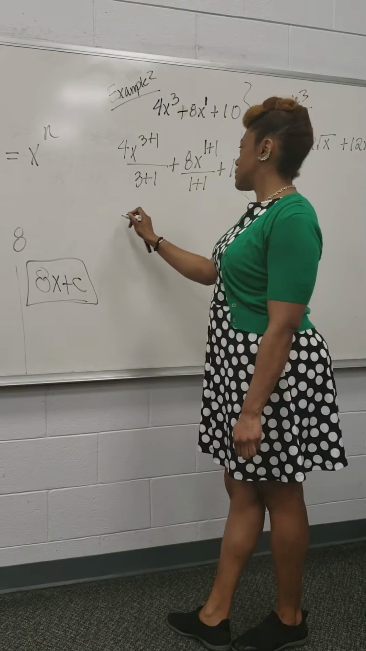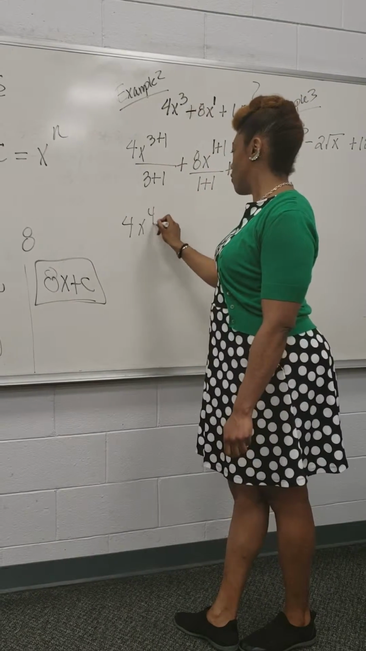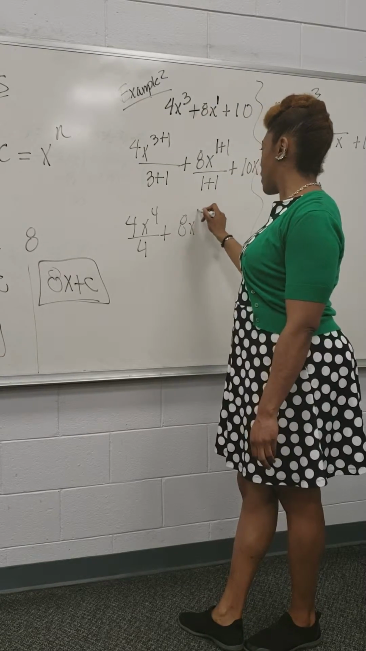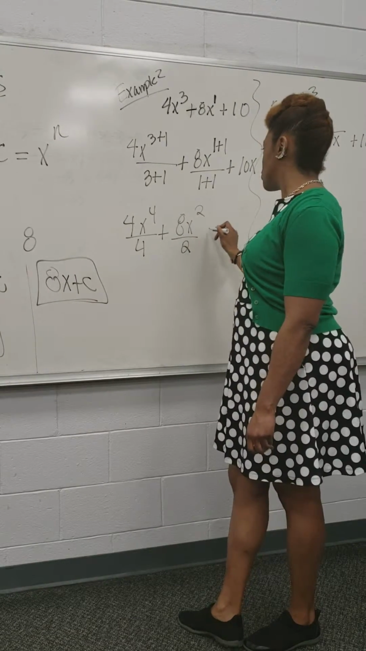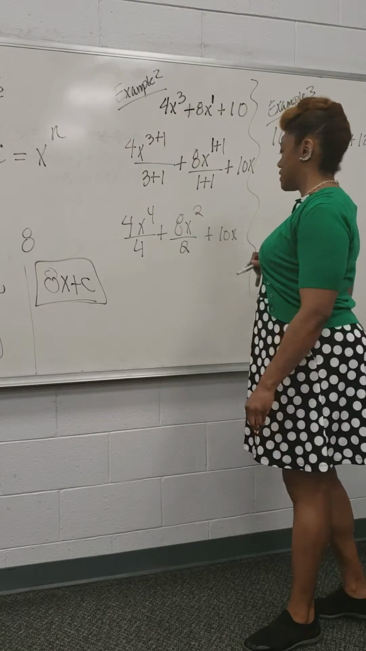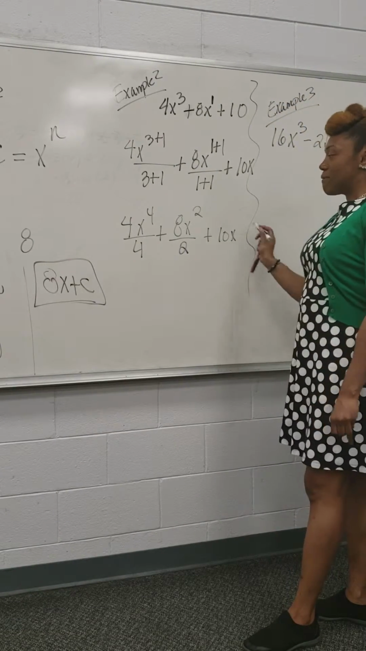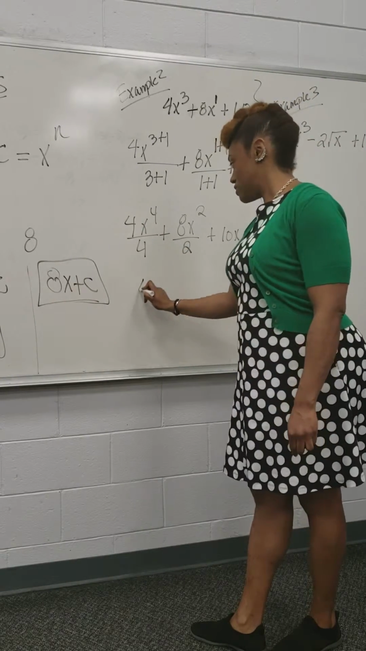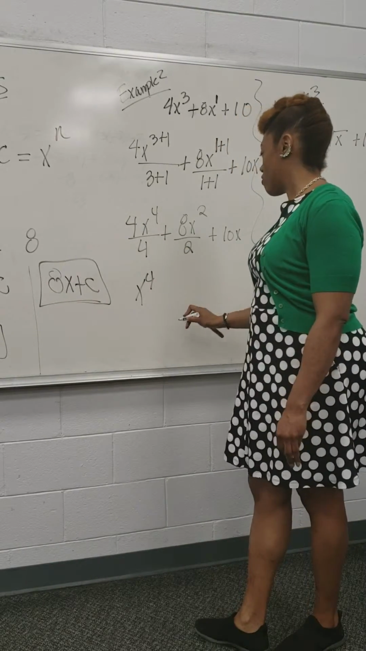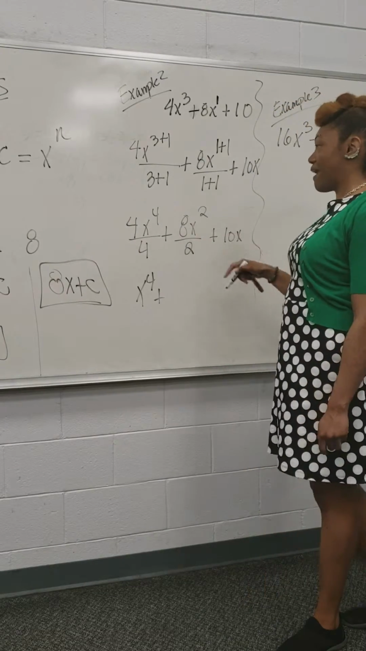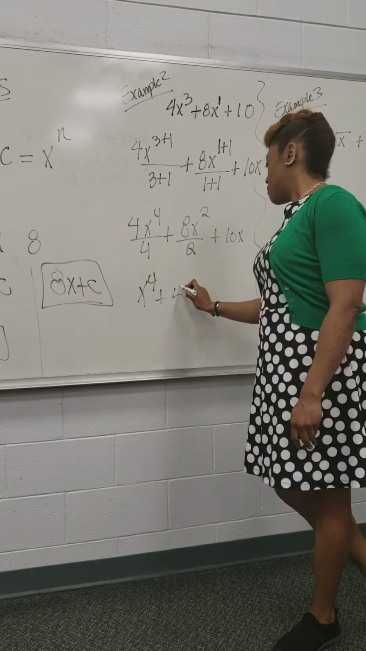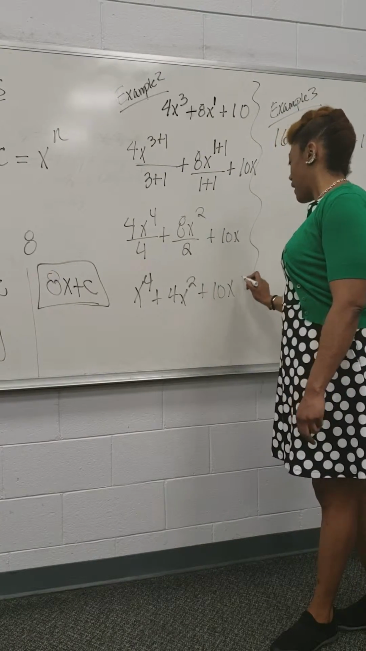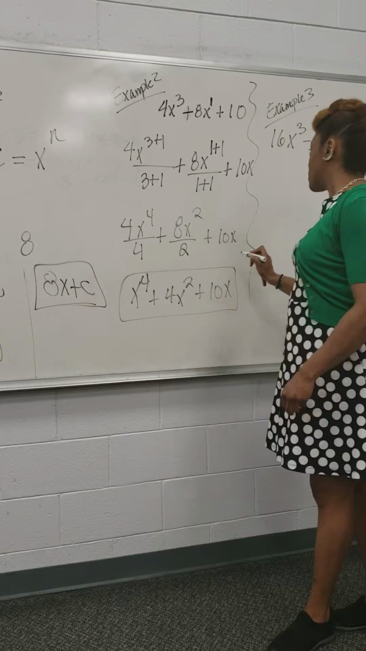I add my exponents, and this will give me 4x to the 4th divided by 4, plus 8x squared divided by 2, plus my 10x, since I've already done the antiderivative. Simplify as best as you can. Well, 4 divided by 4 is just 1, so that'll leave me with x to the 4th, plus 8 divided by 2 is 4, so that'll be 4x squared, and then plus my 10x. And now I have found my antiderivative.